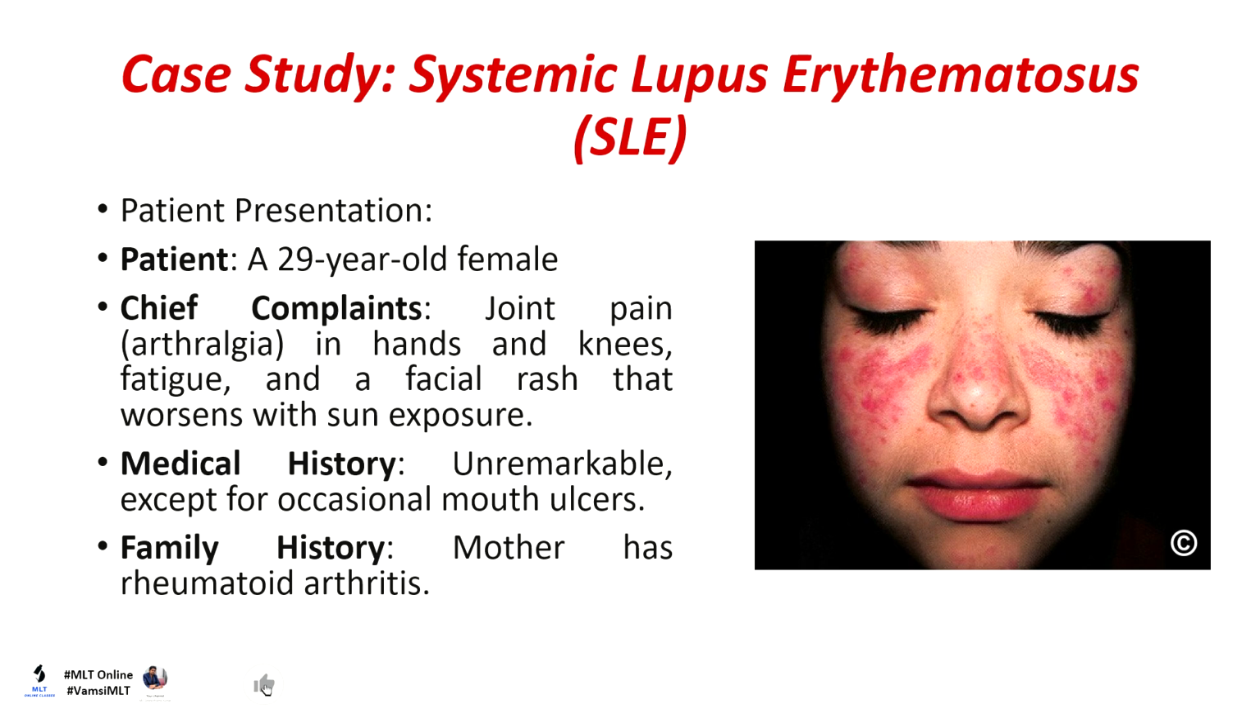Case Study: Systemic Lupus Erythematosus, SLE. Patient presentation. Patient: a 29-year-old female. Chief complaints: joint pain, arthralgia, in hands and knees, fatigue, and a facial rash that worsens with sun exposure. Medical history: unremarkable, except for occasional mouth ulcers. Family history: mother has rheumatoid arthritis.